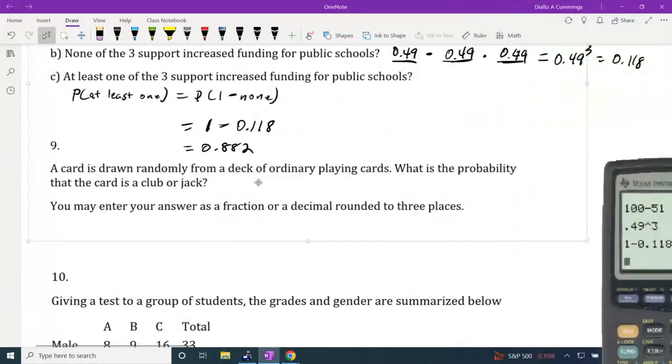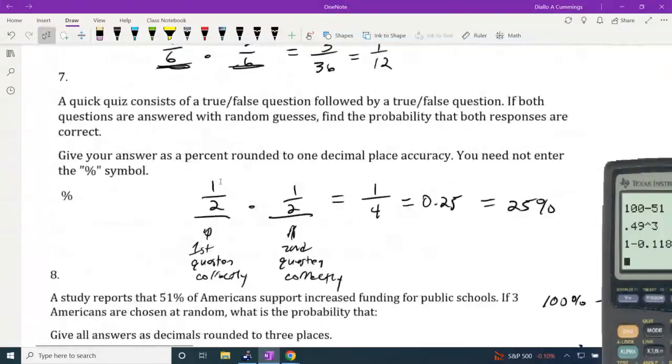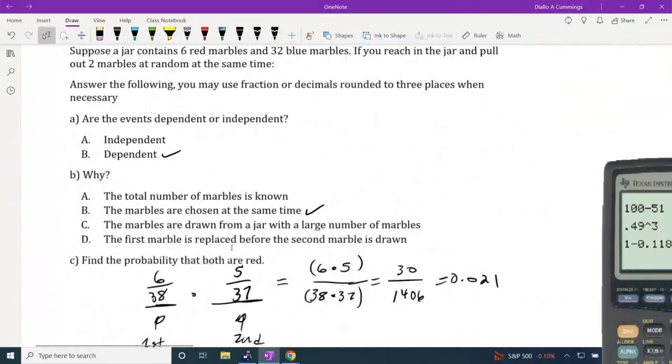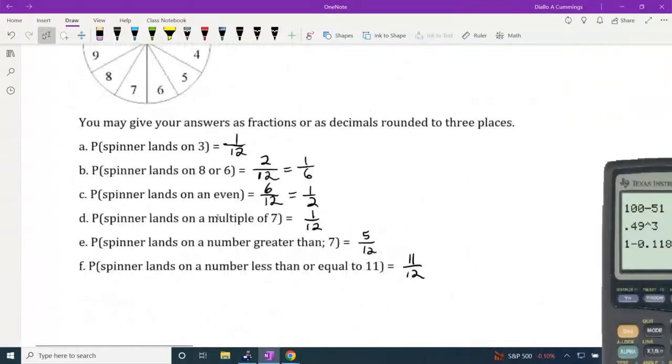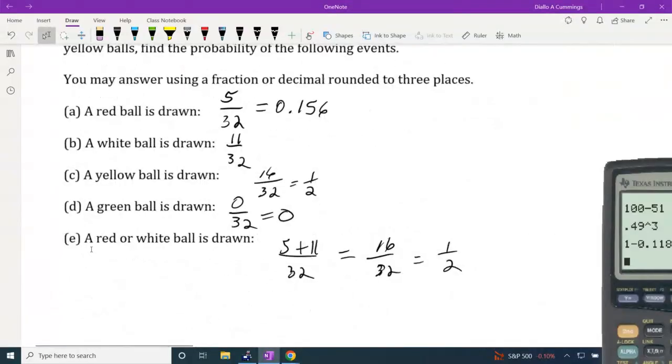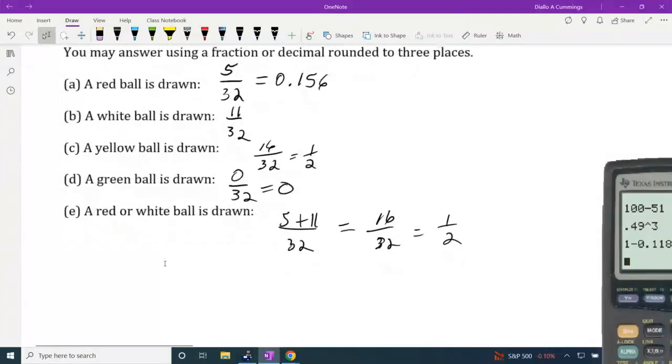Now, number 9 is something that we hadn't talked about. It says a card is drawn randomly from a deck of ordinary playing cards. What is the probability that the card is a club or a jack? So now we had 2 previous problems before with that word or, right? I believe one was here, right? Red or white. So we didn't have any red-white balls in the jar, so we didn't use that addition principle.